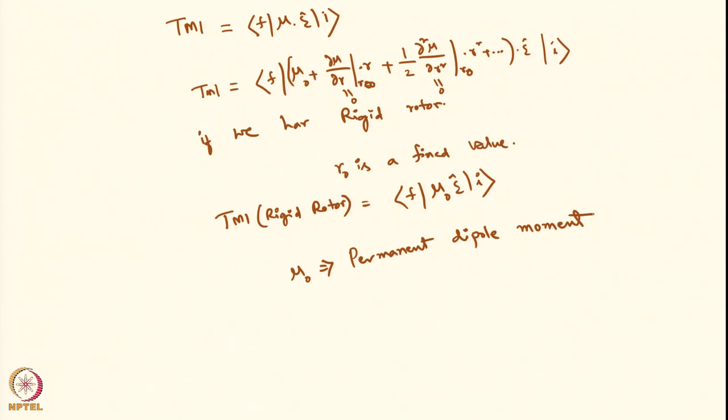Okay. Now, your TMI is given by this. So, you have to have mu naught. You have to have mu naught. So, under rigid rotor approximation, for rigid rotor, if TMI has to be non-zero, TMI that is equal to integral F mu naught epsilon I, this has to be non-zero, then mu naught has to be non-zero. That is the minimum condition. If mu naught becomes 0, of course, this entire integral becomes 0. So, the mu naught must be not equal to 0.